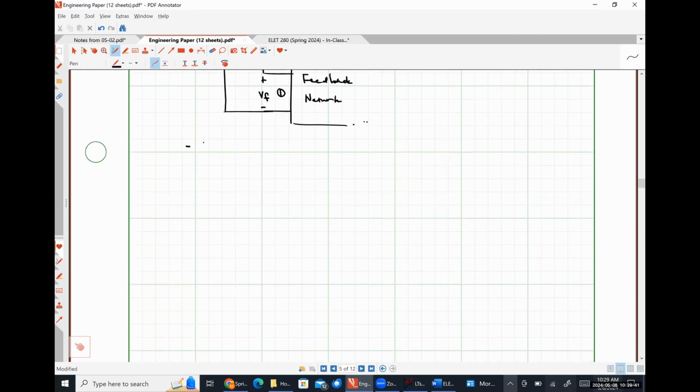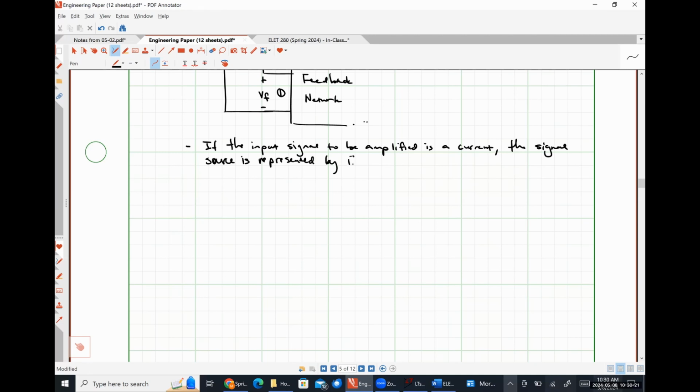Lastly, if the input signal to be amplified is a current, the signal source is represented by its Norton equivalent circuit, and the feedback signal is connected in parallel or shunt with the input signal source.